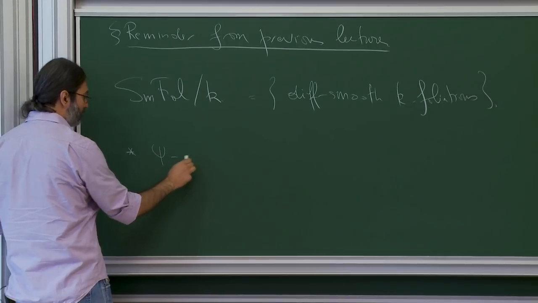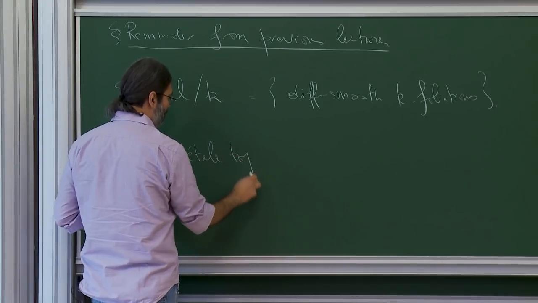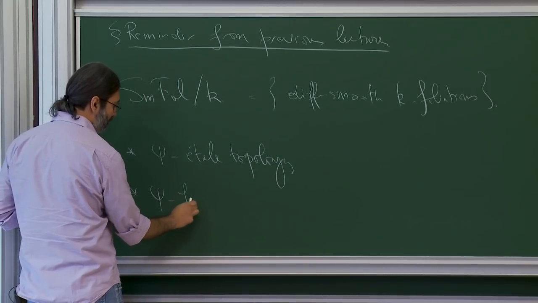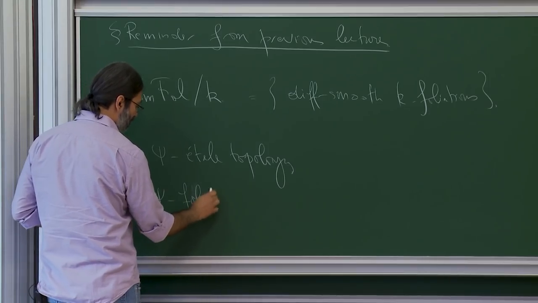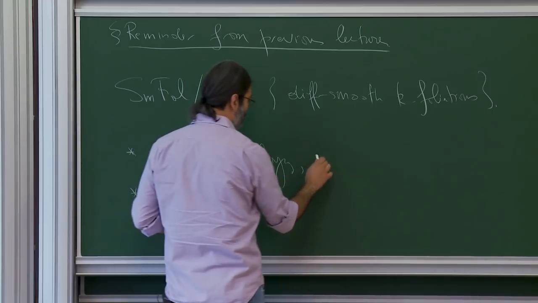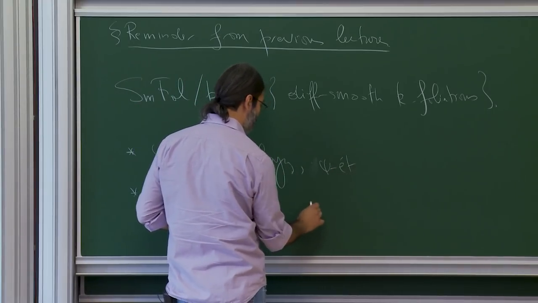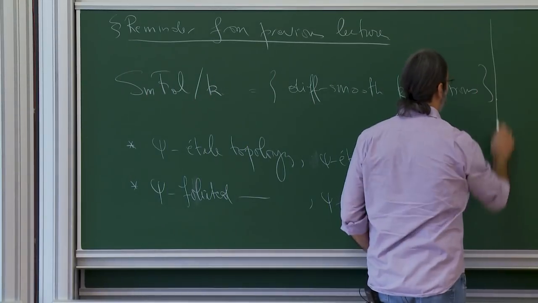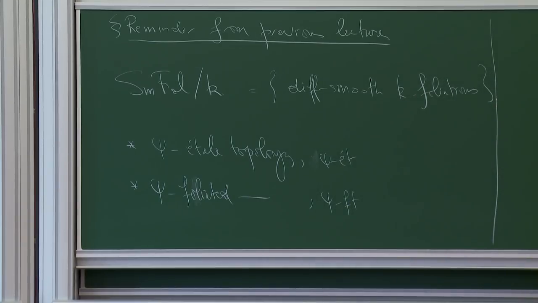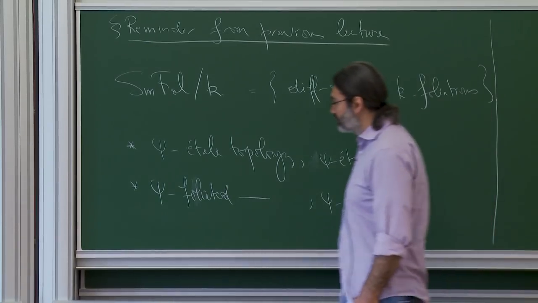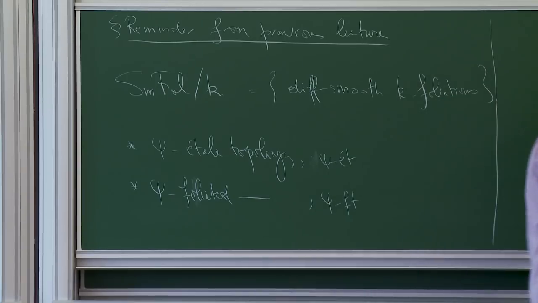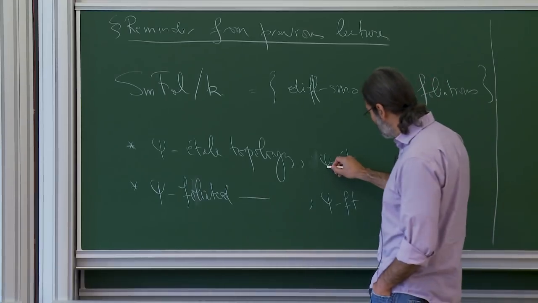So the first one is called the Psi étale topology, and then there is a finer one, which is the Psi foliated topology. This is denoted by Psi et, and then Psi ft. These topologies were used somehow not in a very explicit way before, so I tried to make their role a bit more transparent today.